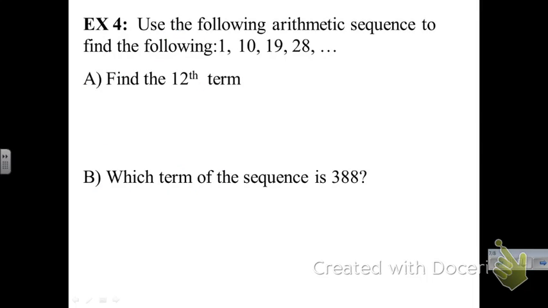Example 4 says use the following arithmetic sequence to find the following. So here's our sequence. It wants us to find some things. So before I go on, I would identify a sub 1, that's our first term, and it's 1 in this case, and d, the common difference. So what are we doing each time to the term? It looks like we're adding 9.